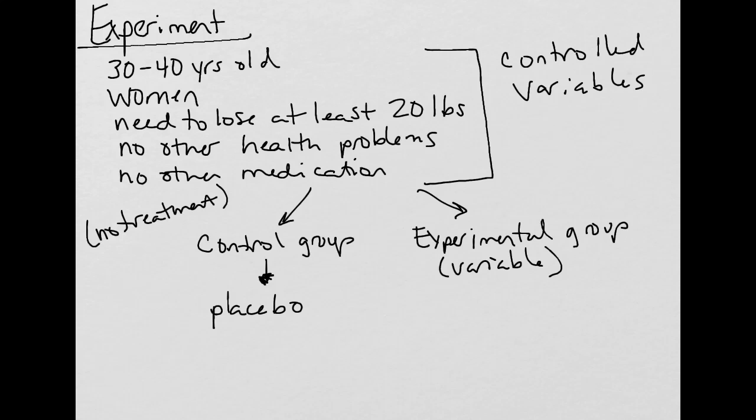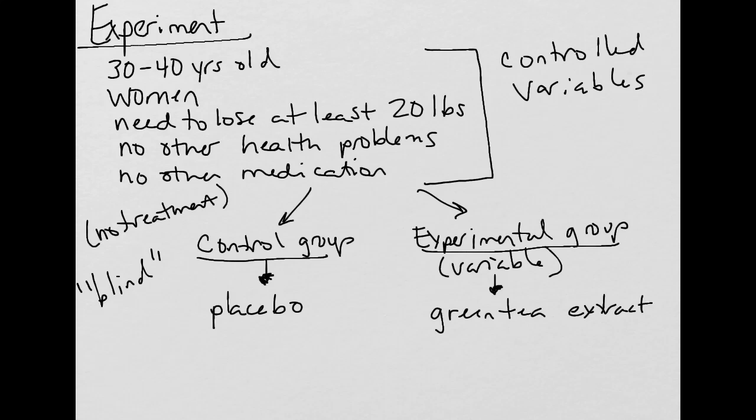Do they know they're going to get the placebo? No, we are not going to tell these groups. We're not going to tell the women in either group what they're getting. So we call this a blind study. Okay, because they don't know what they're getting. The experimental group or the variable group is going to get the variable in the experiment, and the variable is the green tea extract pill. Okay, and we'll say what they're going to get. They're going to get one pill one time a day. Same thing here.